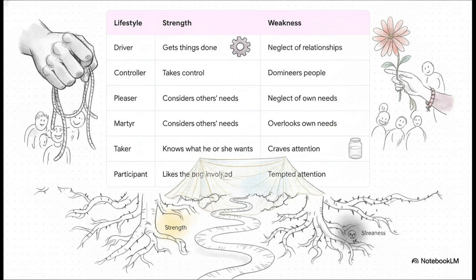Take the controller, for instance. Their strength is taking charge, getting stuff done. Awesome. But the weakness is that they can easily steamroll people. Or look at the pleaser. They are incredibly considerate of others, which is a wonderful strength, but they often completely neglect their own needs. The lie we believe makes us double down on the strength because we think that's where our value is, and we end up totally ignoring the cost of that weakness.